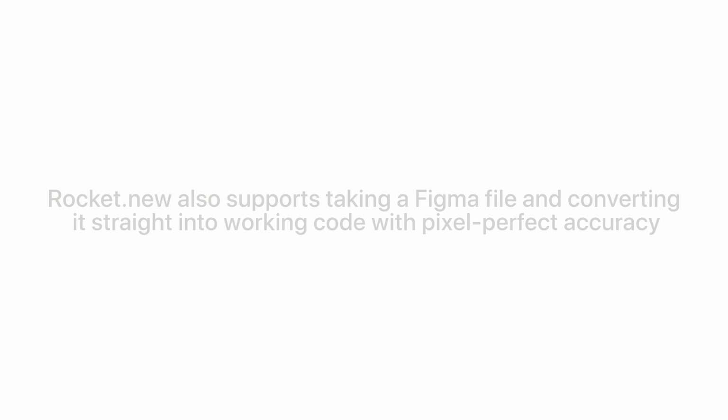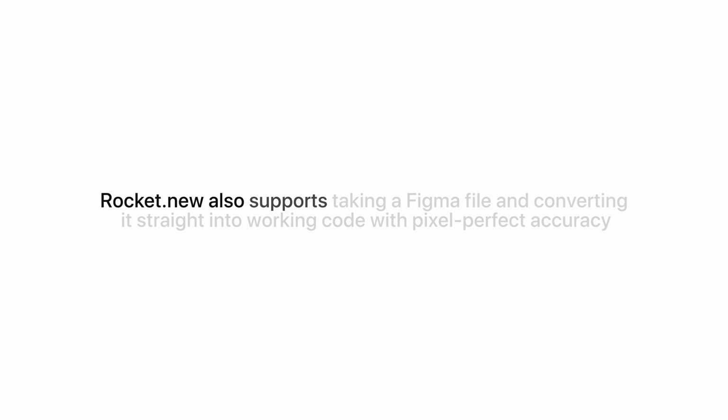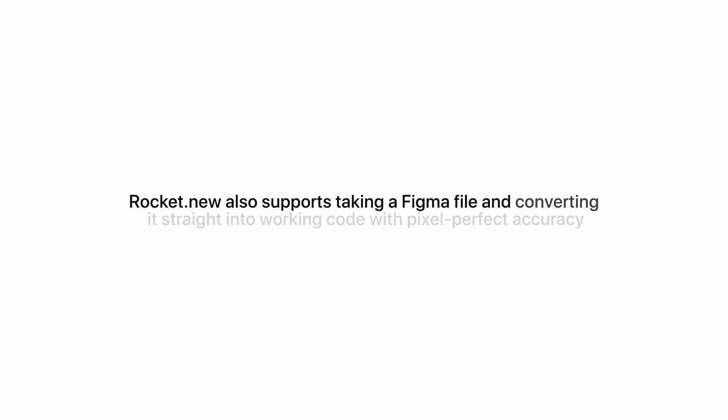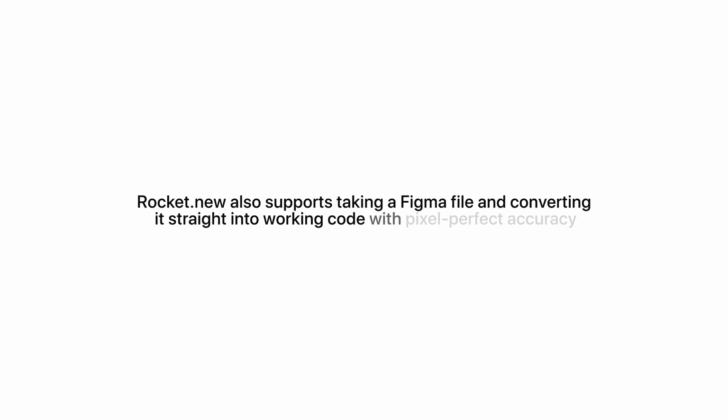Now, if you already have your own design ideas, Rocket.new also supports taking a Figma file and then converting it straight into working code with pixel-perfect accuracy. And what that means is there are no messy developer handoffs and no, it doesn't look like the design kind of problems. Your layouts just come to life exactly as you intended.